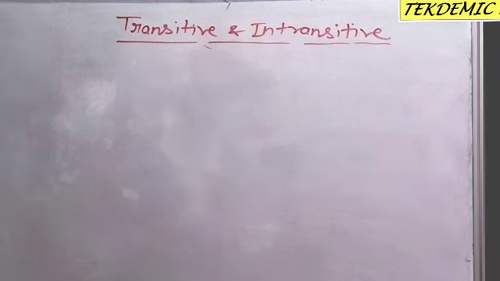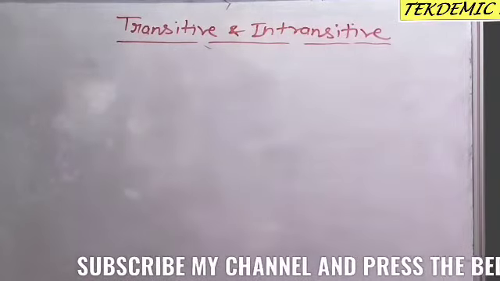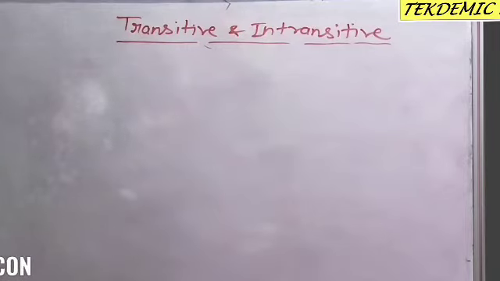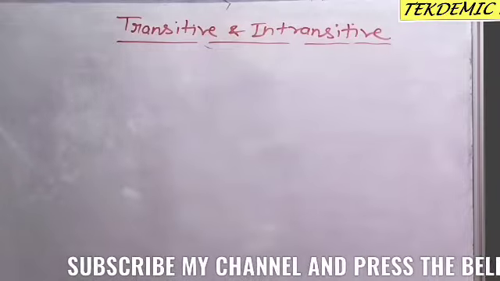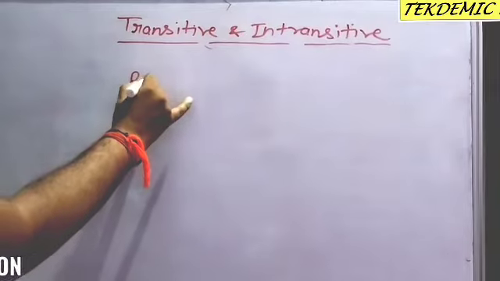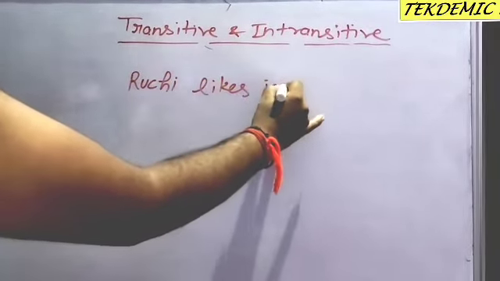Hello children, today we will learn about transitive and intransitive verbs. So first we have to learn about the object of a verb. Before proceeding, we will learn what the object of a verb is. I am taking a sentence: Ruchi likes ice cream.